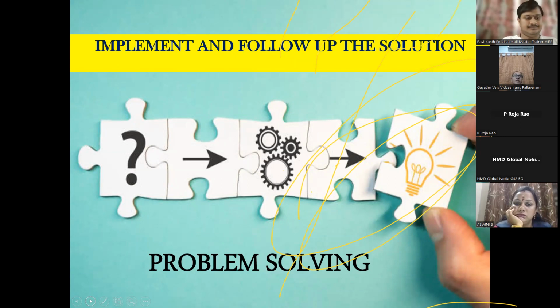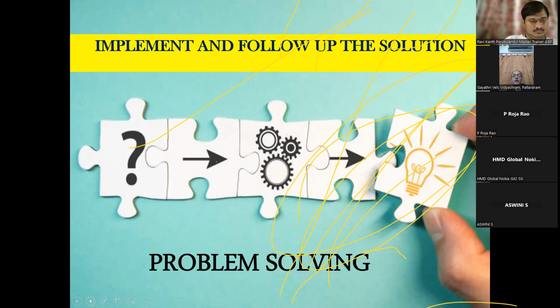So the final step is to implement and follow up the solution. Implementing and following up a solution in problem solving involves a series of organized steps to ensure that the solution executed is effective and its impact is monitored and adjusted as needed. That is, we are evaluating solutions and selecting the best one, and that solution is implemented. Not only do we execute that solution, but we also need to keep track of it. We need to monitor how well it works.